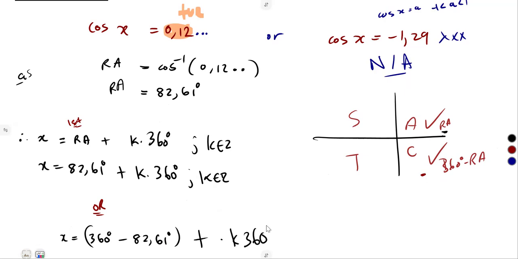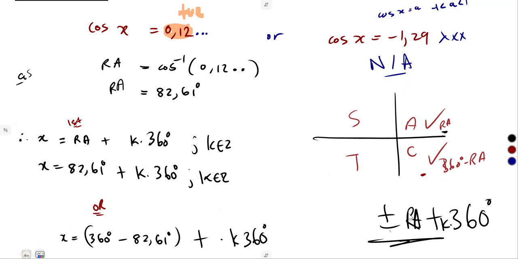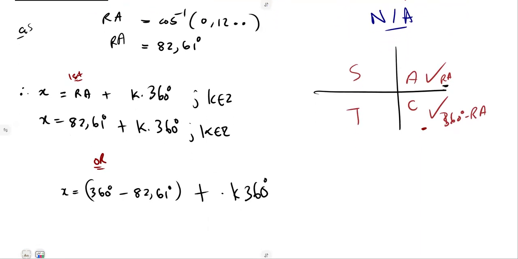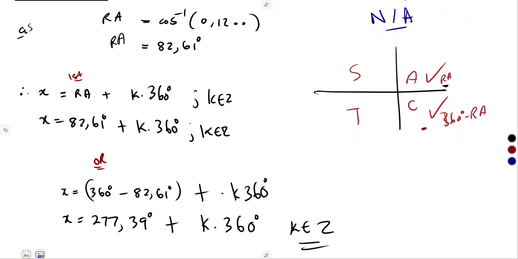Or some use plus or minus the reference angle plus k times 360. Some just use the reference angle as plus or minus for a cos when it is positive, or you can just use this one. It's one and the same. So that is going to give us 360 minus 82,61, which is 277,39 degrees, plus k times 360 degrees. So these are the conditions that you're going to have as your general solution, this one and this one. Two general solutions from what we are given.